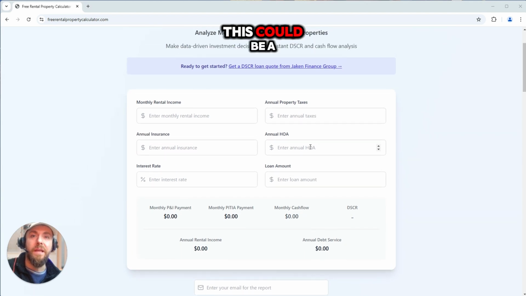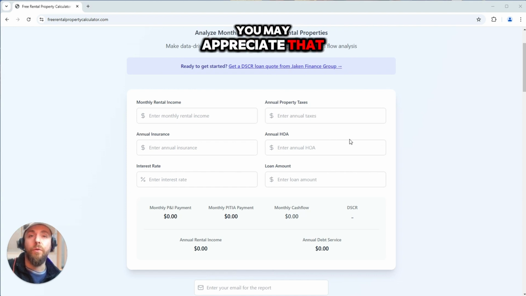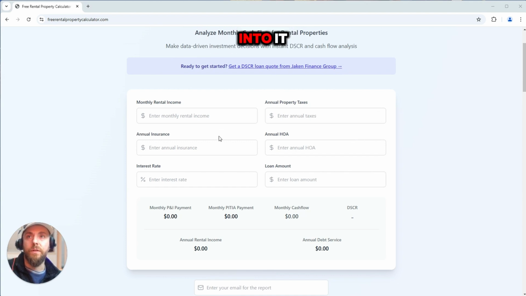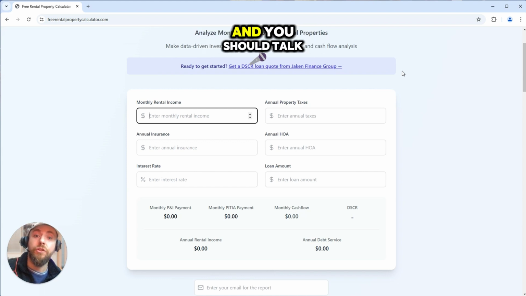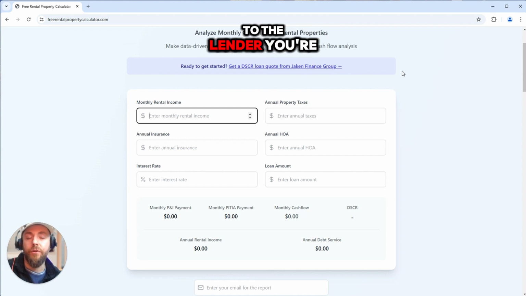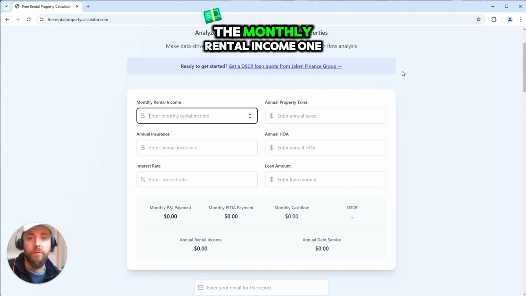For some of you, this could be a pretty easy exercise, and for others, you may appreciate that I'm going to explain each field. So let's just get right into it. So monthly rental income, what do you put here? Well, depending on your lender, and you should talk to the lender you're working with, this could be one of three values.